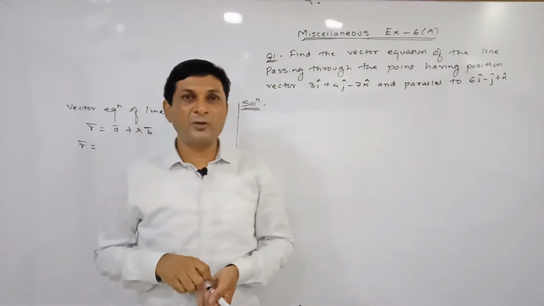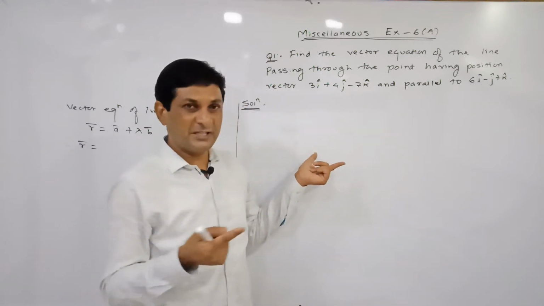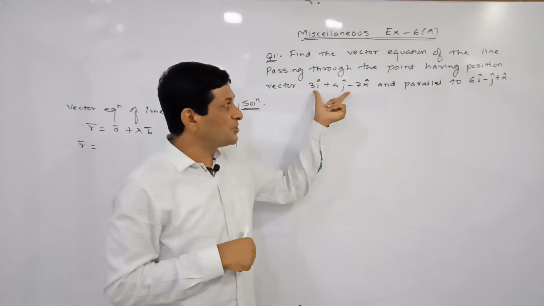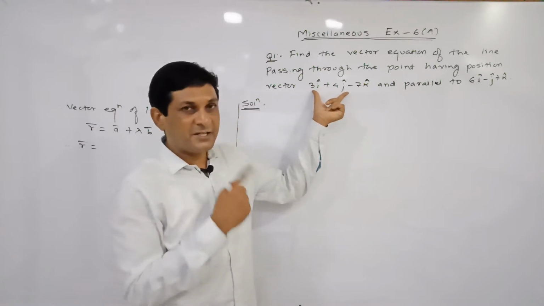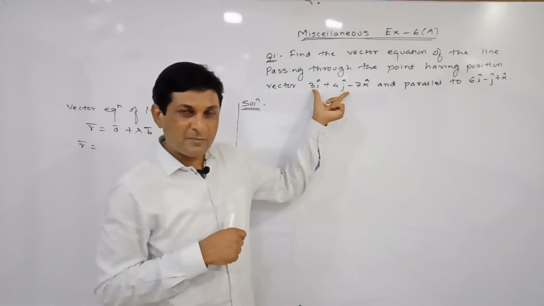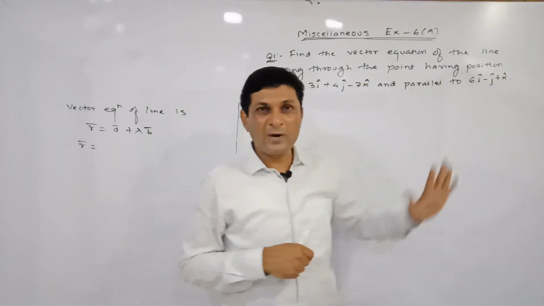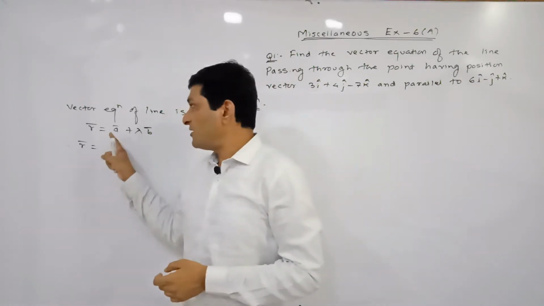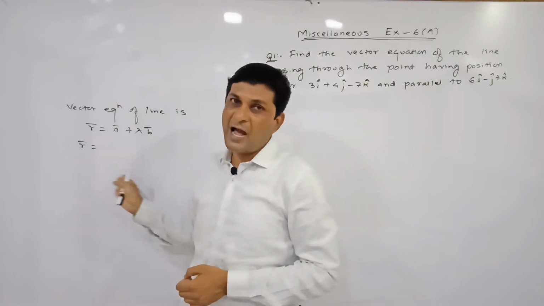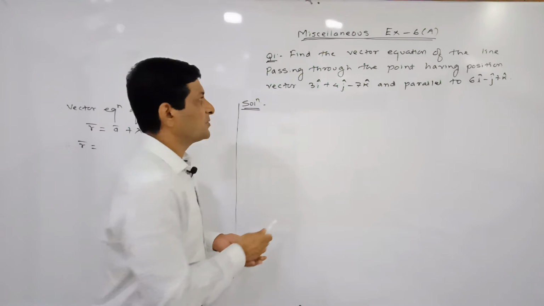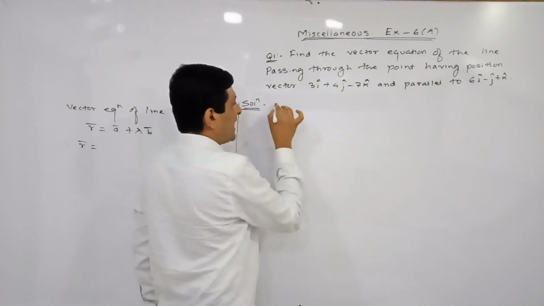What is a bar? The position vector of a point on the line, we are denoting it by a bar. So here this is the position vector of a point on the line. It is given to us, so we will denote it by a bar, and this is the vector parallel to the line, so we are denoting it by b bar. So once the values of a bar and b bar are known to us, apply this formula. Already these values are given in this example. So here I am denoting this vector by a bar.